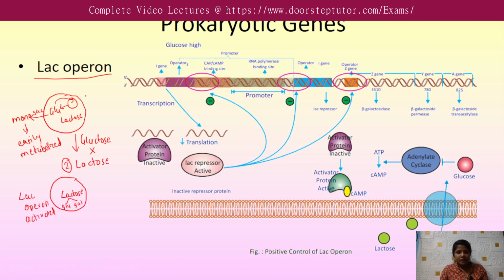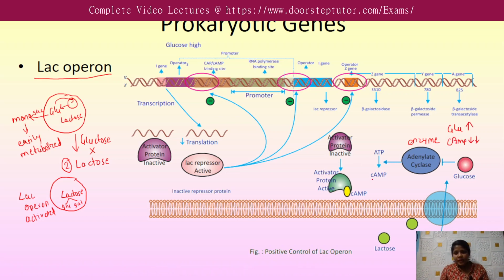So let's take a quick look at the operon. First, as we know, the medium has the lactose and glucose, so it will take glucose. The first preference is to glucose. Glucose inhibits the activity of adenylate cyclase, which is an enzyme responsible for conversion of ATP to cyclic AMP. So from here you will get to know when glucose is high, cyclic AMP is low.